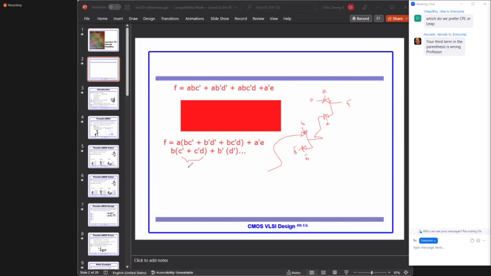You guys remember algebra? What is this? Isn't it just simply C bar? C bar or D, right? Is it C bar or D? It's just C bar. Yeah, it should just be C bar. Oh, okay.